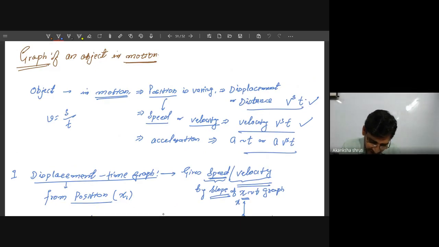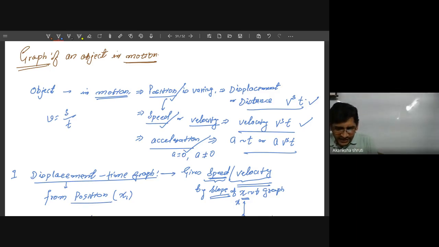So, the graph of an object in motion. Motion means we have the position change, we have the speed associated with that object, and maybe the acceleration also. Acceleration may or may not be there, because even if the body has uniform speed, acceleration may be 0. If the speed is varying, then acceleration can be calculated by taking the change in speed divided by the time interval in which this change in speed is taking place.